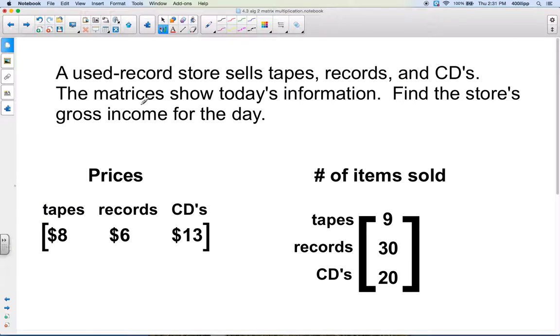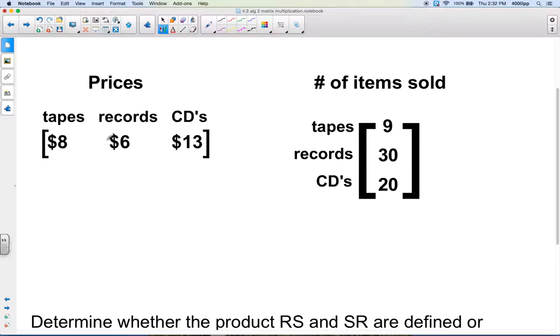All right. A used record store sells tapes, records, and CDs. Most of you probably don't use any of those anymore. Anyways, the matrices show today's information. I don't know if it's really today's, but it shows information. Find the store's gross income for the day. All right, so let's see what we got here. We got the price of tapes, records, and CDs, and the number of items sold. Tapes, 9, records, 30, CDs, 20.